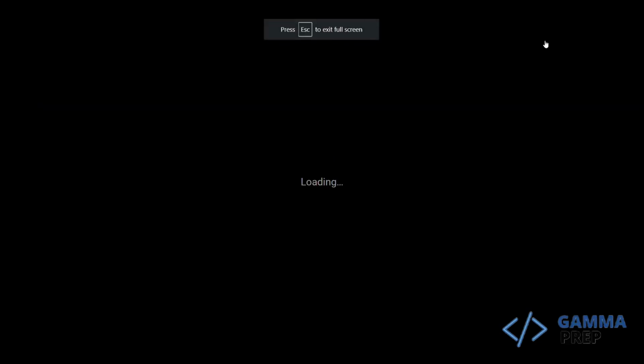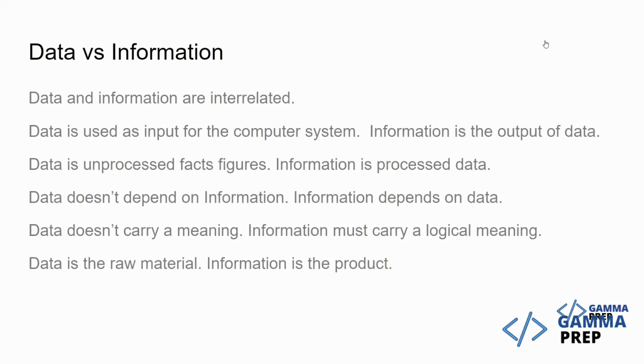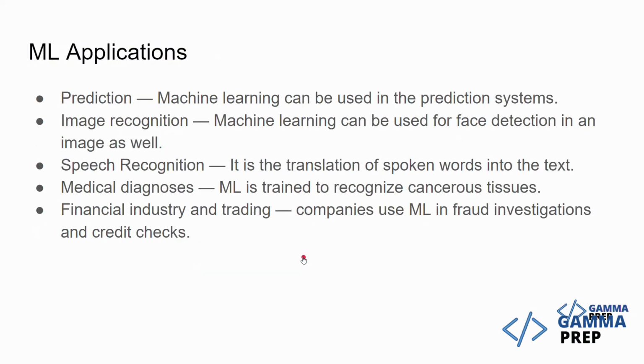So data and information are also related, as data science, machine learning, and AI were related. Similarly, data and information are related, but they are different. Data is used as the input for the computer system, whereas information is the output. Data is unprocessed raw facts and figures, whereas information is processed data. Data does not depend on information, whereas information depends on data. Data won't carry any logical meaning, whereas information will have logical meaning. Data is the input, whereas information is the end product or the output.